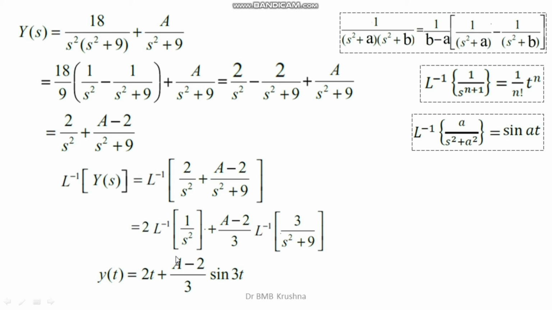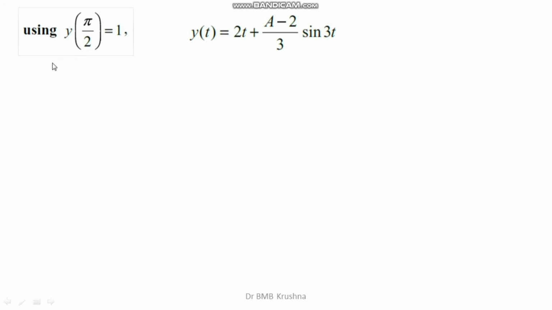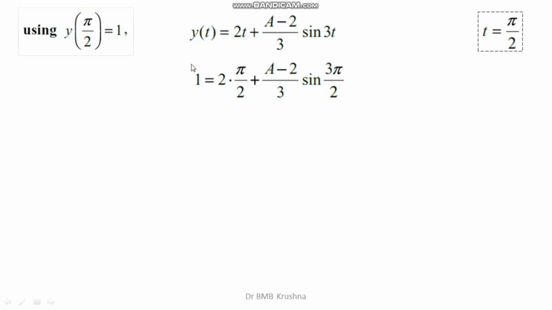To find this generalized constant, you need one condition. That condition we have already given in the hypothesis, that is y of pi by 2 is equal to 1. We have already used the initial condition, y of 0 is 0, but this is another condition. You can use this condition to get the generalized constant a. Y at pi by 2 is 1 means t is pi by 2. We have to substitute the value of t as pi by 2 in this solution, which implies that y at pi by 2 is 1. That is why we have 1 on the left hand side of this equation.